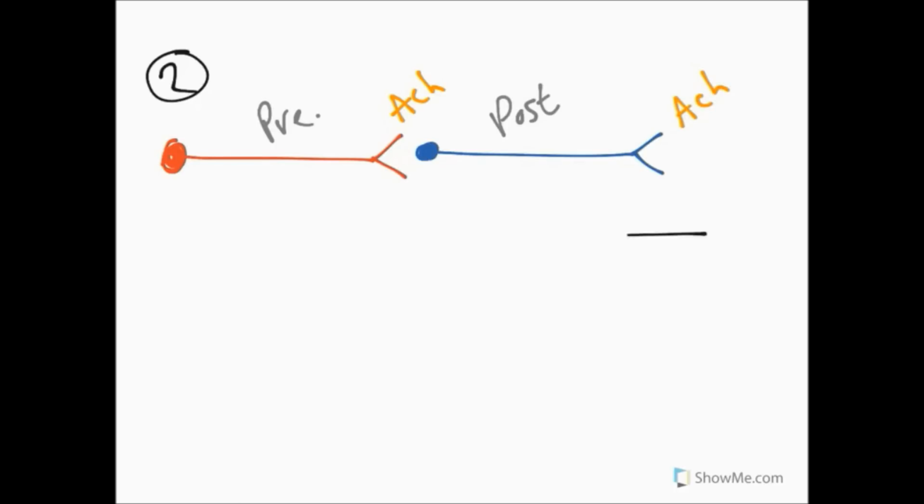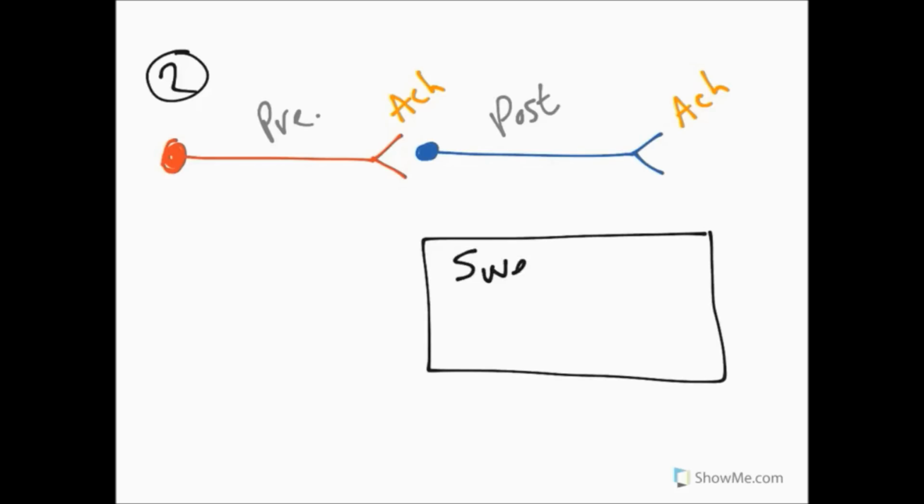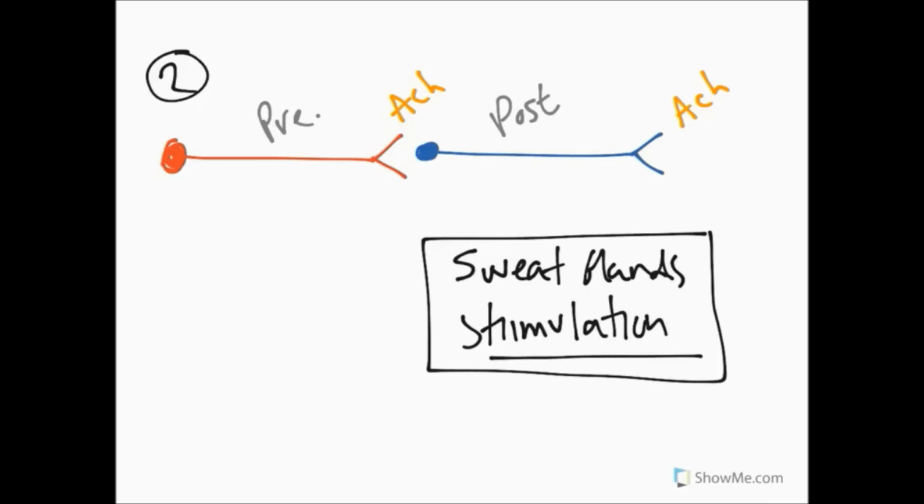And really this is the odd man out, and we must remember that this is about sweat glands only, and stimulation of them. Okay, so do remember that when we're dealing with sympathetic activation of sweat glands, the neurotransmitter involved in both the pre and post ganglionic fibers is acetylcholine, both pre and post.